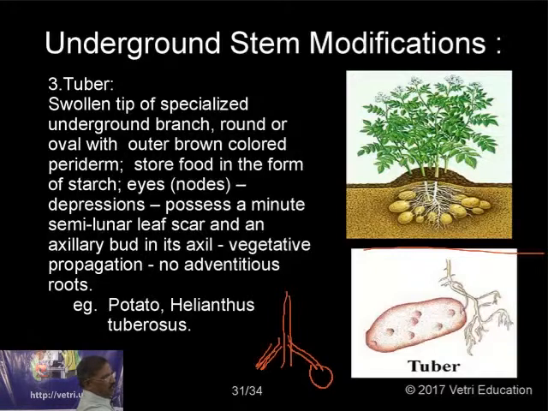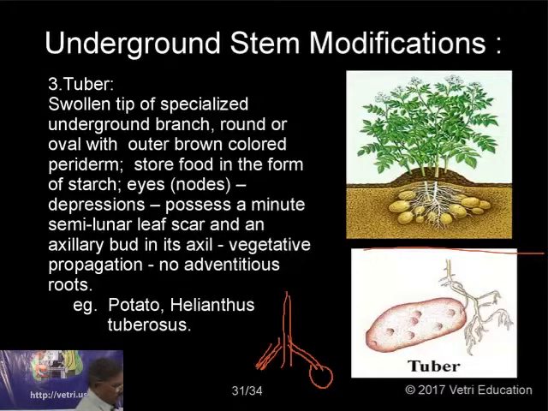The potato tubers are below the soil. That is the branches only. These are stem branches, not roots. The tuber has a swollen tip, a specialized underground branch, round or oval, with an outer brown layer known as the periderm. It stores food material in the form of starch, and it has eyes.